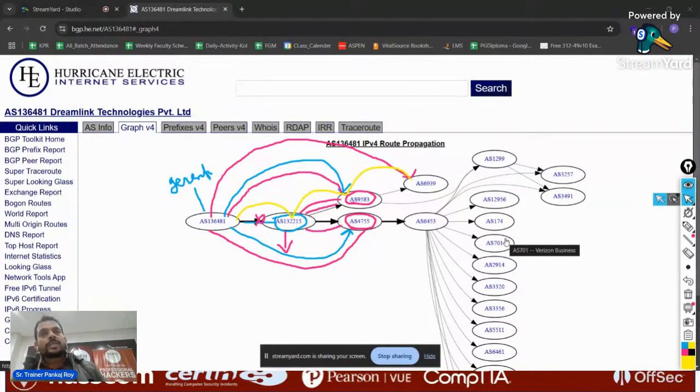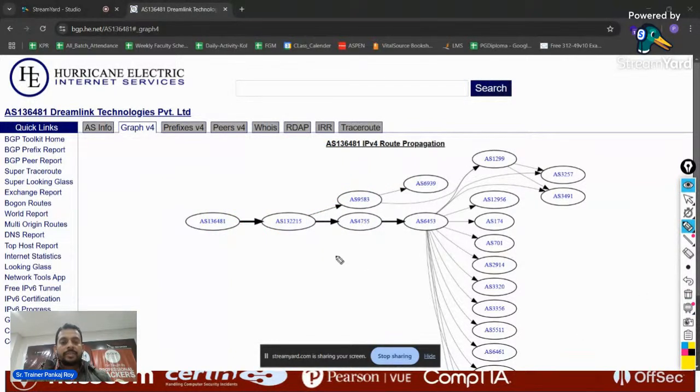AS number to AS number connection is established via BGP, so you require BGP here. Without BGP it is not possible to make the connection. So where will BGP be established first? This Airtel to Airtel, sorry, this Dreamlink to this one directly, the BGP session will be established.